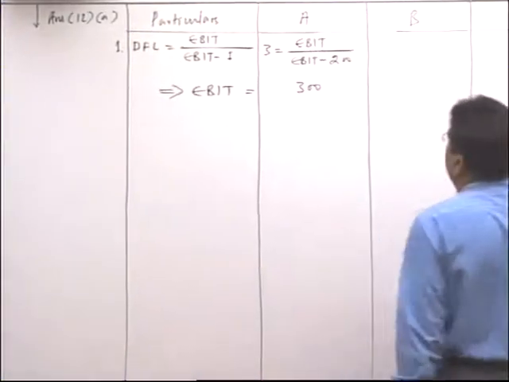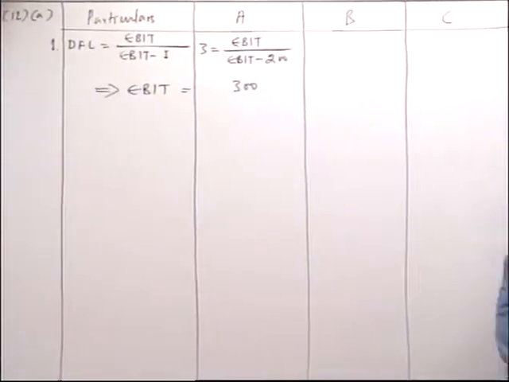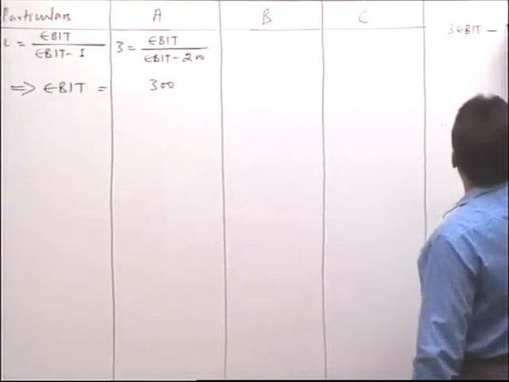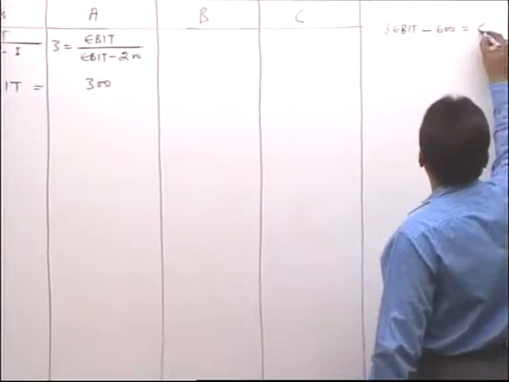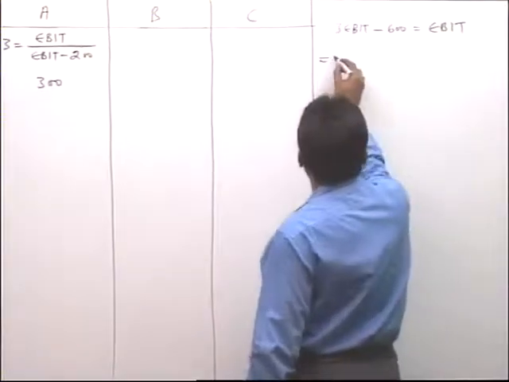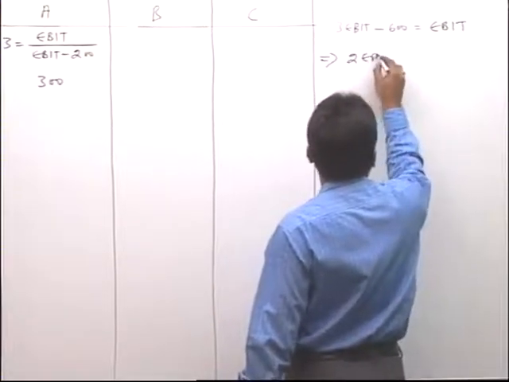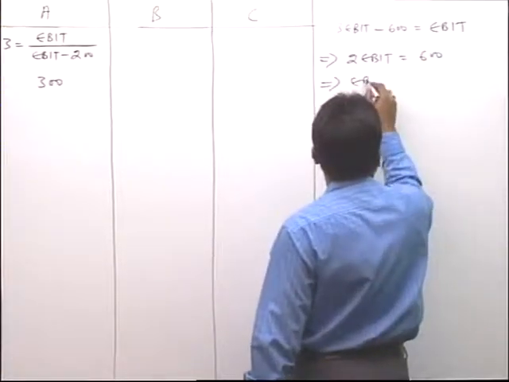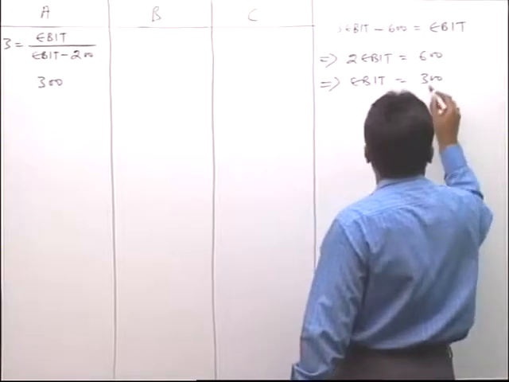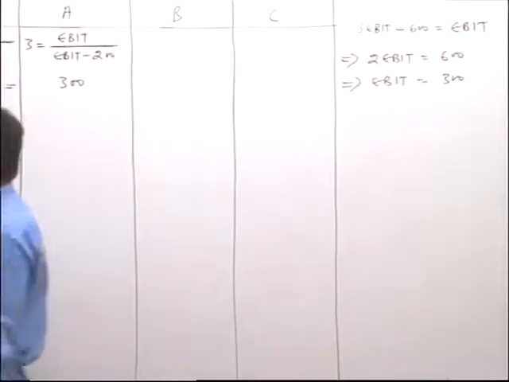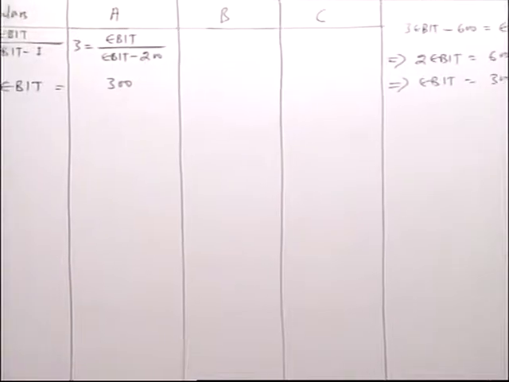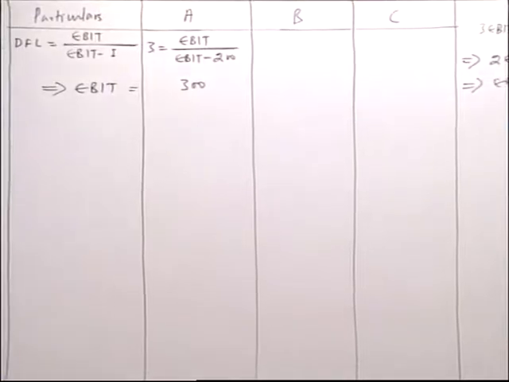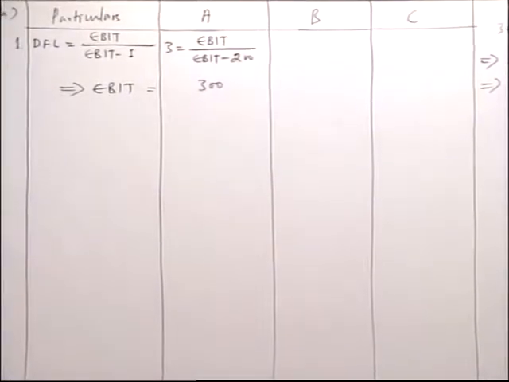Here I am doing the cross multiplication for company A, 3 EBIT minus 600 is equal to EBIT. That implies 2 EBIT is equal to 600. That implies EBIT is equal to 300. So, do the cross multiplication and find out EBIT of company A. Now, in the same way, we can find out EBIT for company B and C.